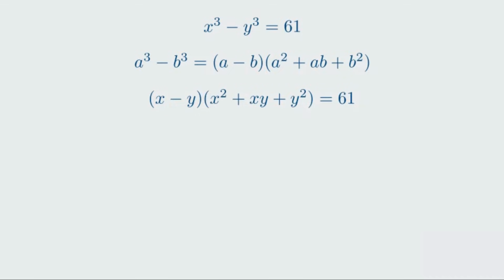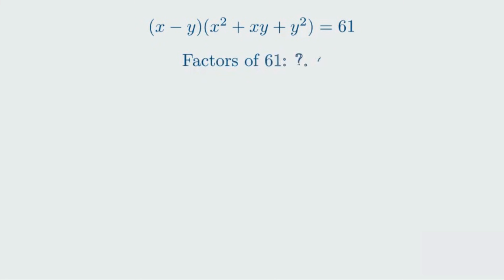Now let's analyze our transformed equation. We have x minus y times x squared plus xy plus y squared equals 61. We are looking for integer solutions for x and y. This is crucial. When the product of two integers is 61, those two integers must be factors of 61. Let's find the factors of 61. 61 is a prime number. This means its only positive integer factors are 1 and itself.